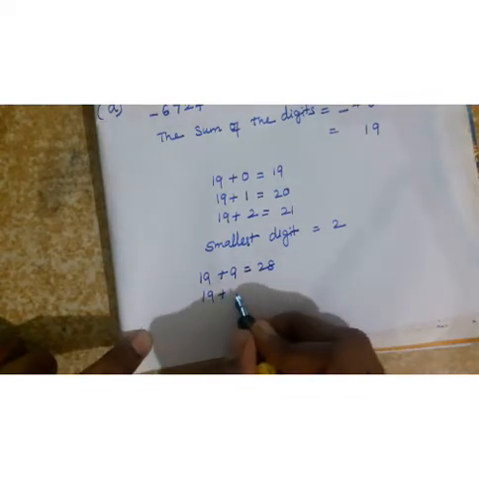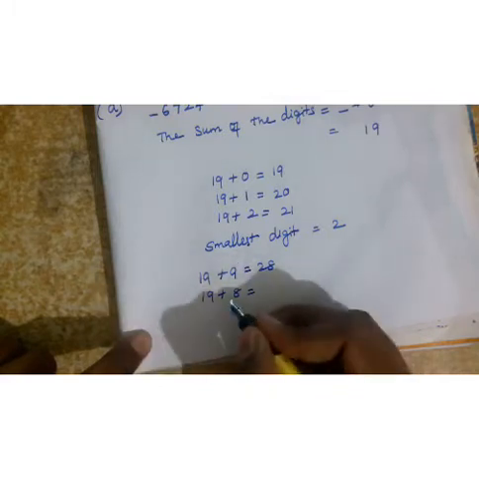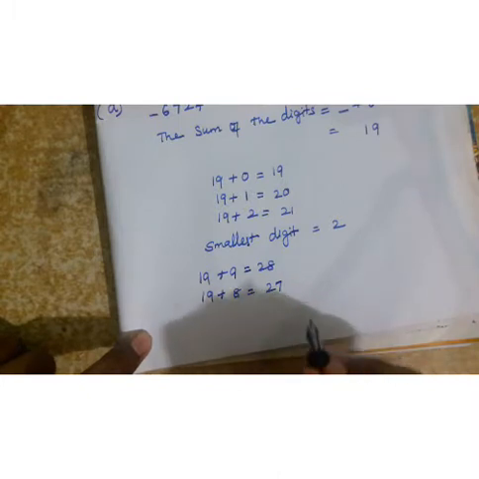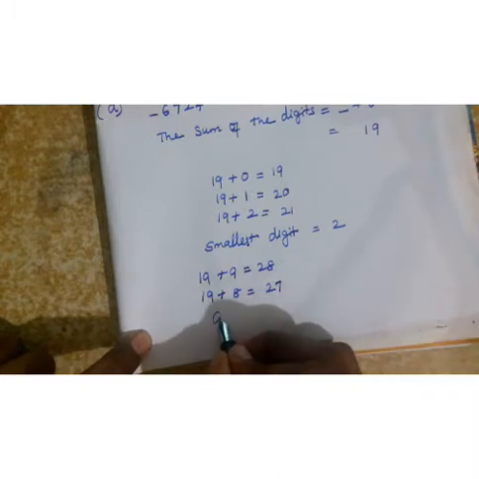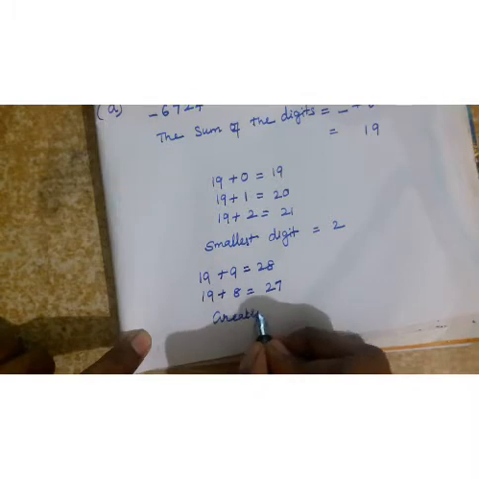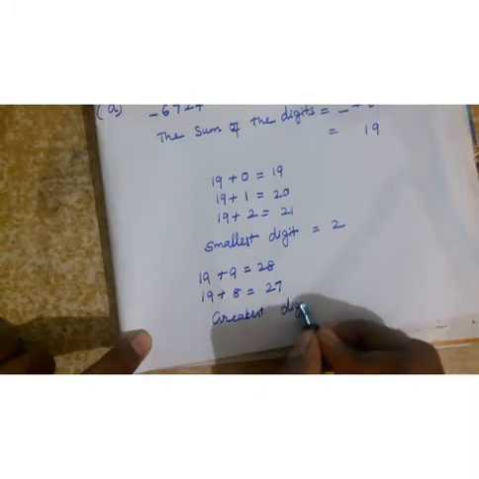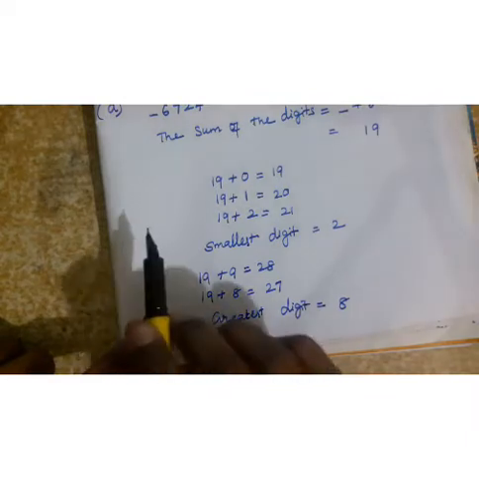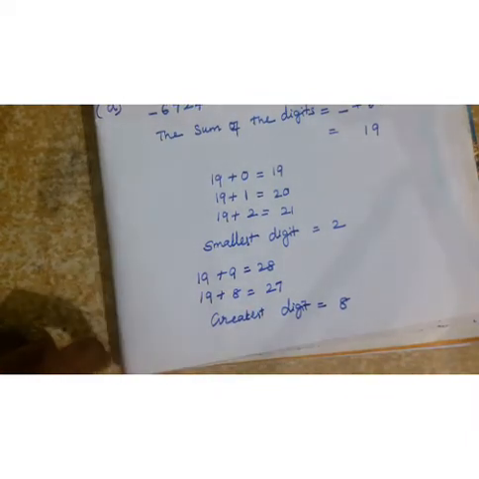So 19 plus 8, let's take the before number 8. 19 plus 8 is equal to 27. 27 is divisible by 3. So greatest digit is equal to 8. The greatest digit in the blank space should be 8.